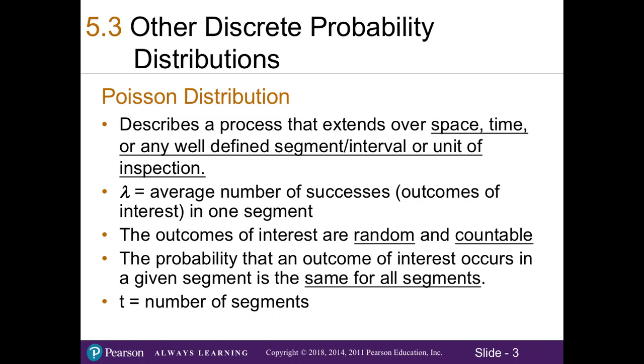Now, the probability that an outcome of interest occurs in a particular segment is the same for all segments. That's the assumption that we make. And when we're talking about how many segments we're studying, we'll denote it by the letter T. So it's really important that you remember that the two symbols that we'll be using with the Poisson distribution are lambda and T.